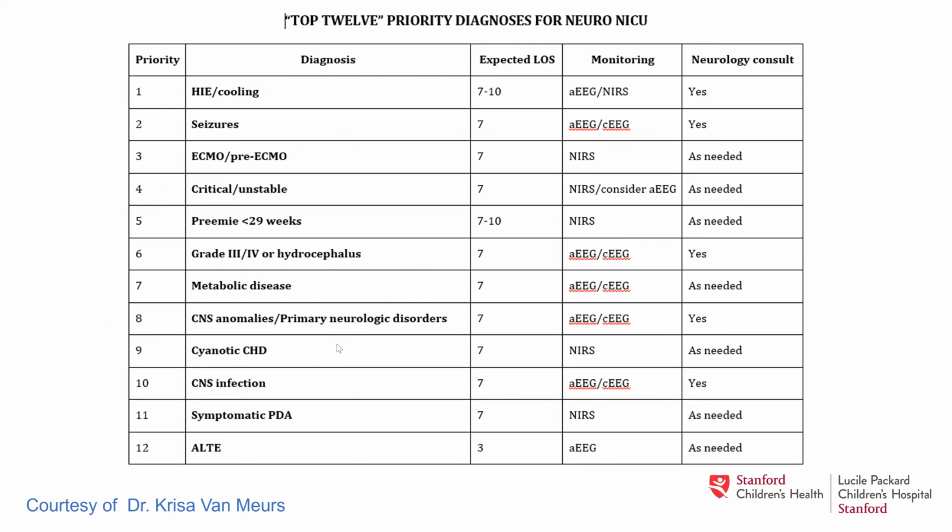Courtesy of my colleague, Dr. Krissa Van Meers at Stanford, when we were putting together the Neuro NICU there, we came up with our top 10 and then our top 12 and then a top 14 list. And I would encourage you at your hospital to do the same if you've had a little bit of an inconsistent use of your aEEG. So we came up with our top 10, well, this is the 12 version list. I still call it in my heart the top 10 list. But we talked about how long should we be monitoring, what kind of monitoring, and whether or not we needed a neuro consult right from the beginning. And so I would just encourage you to go back and think about, are we only getting our aEEG out for cooling babies? Because if so, you're missing a big opportunity to really get good at aEEG.